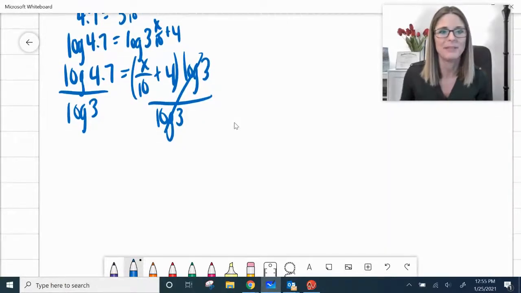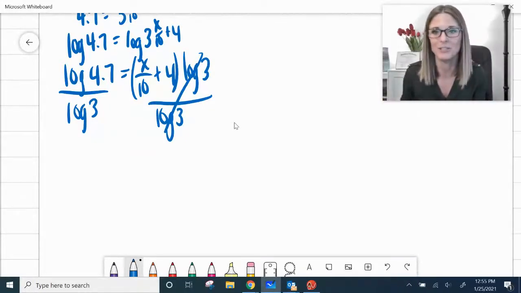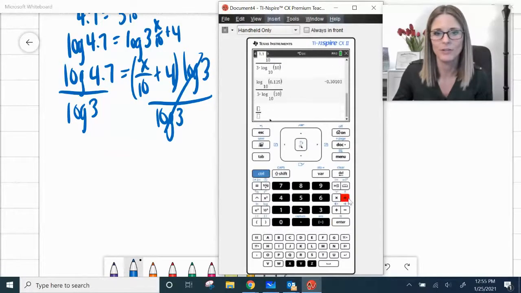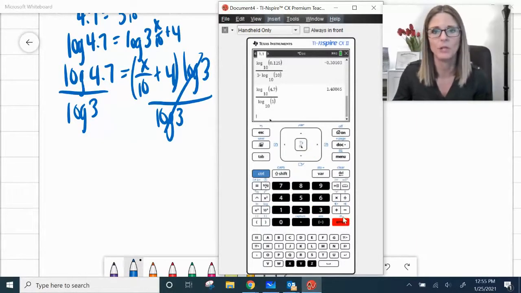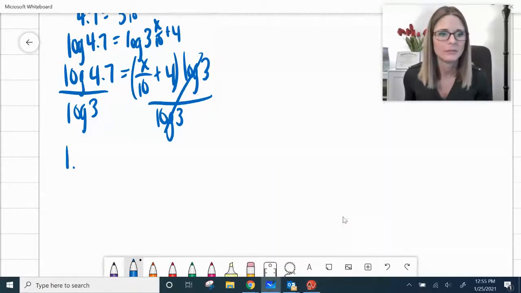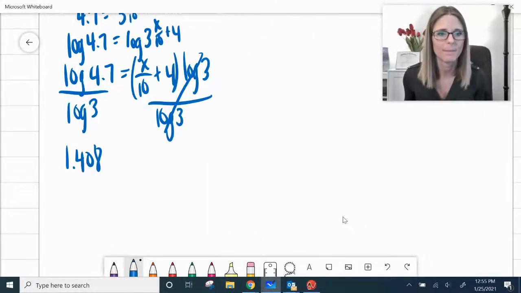So I'm going to go to my calculator. I'm going to get log of 4.7 divided by log 3. Have some kind of decimal answer. We'll subtract 4 and then multiply by 10. We'll do all those extra inverse operations. So control my fraction boxes. I've got control log of 4.7 divided by control log of 3. Enter. Beautiful decimal, 1.408 something something 65 equals x over 10 plus 4.